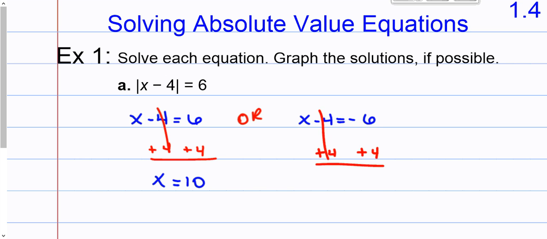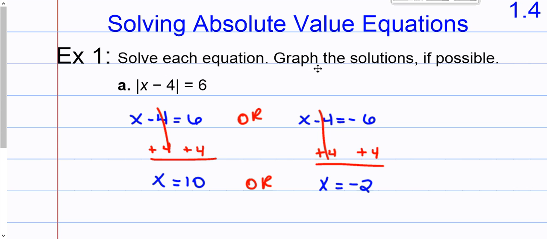The 4's on the left side cancel, and I have x is equal. Now this time I have negative 6 plus 4. So if you need to use your calculator, feel free, but that's going to come out to be negative 2. So again, make sure you have your "or" there.